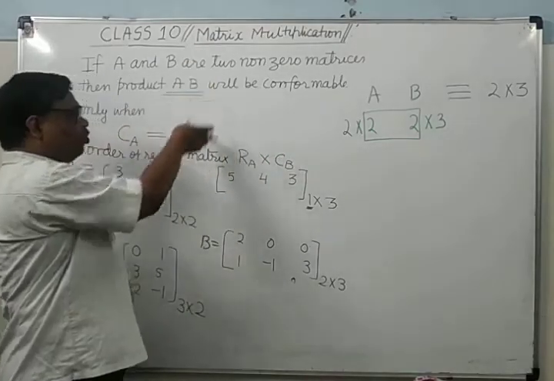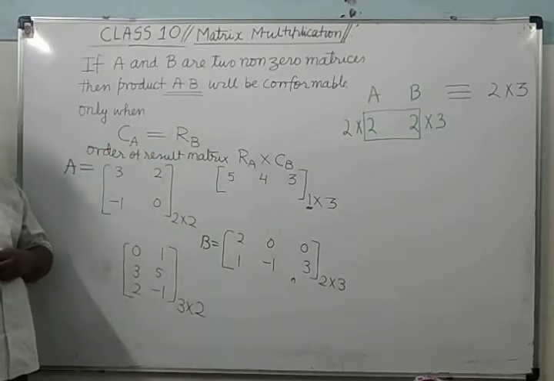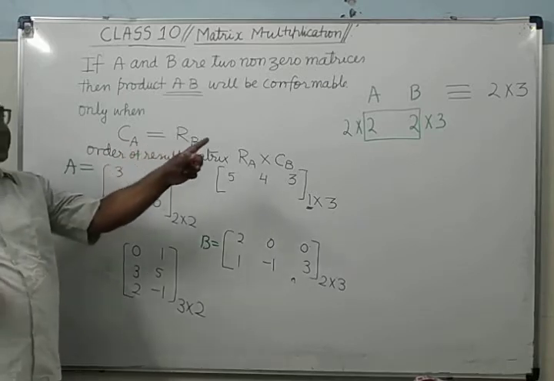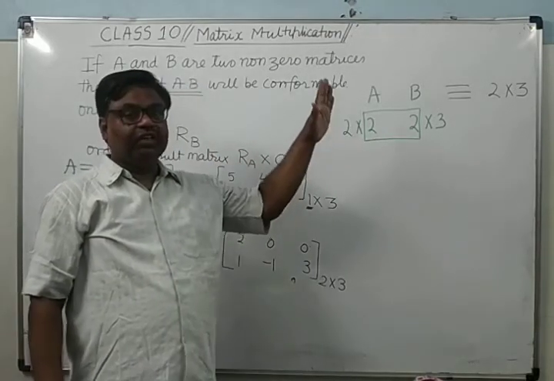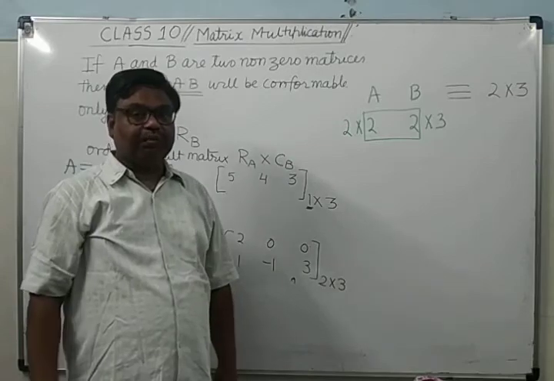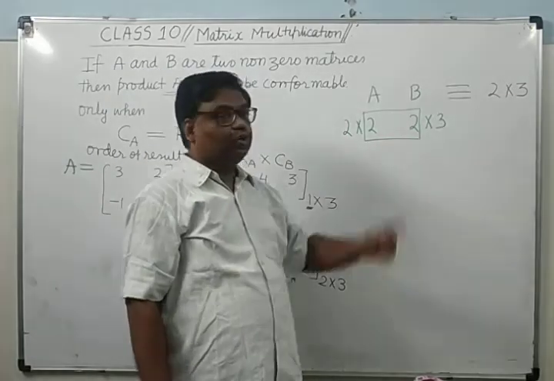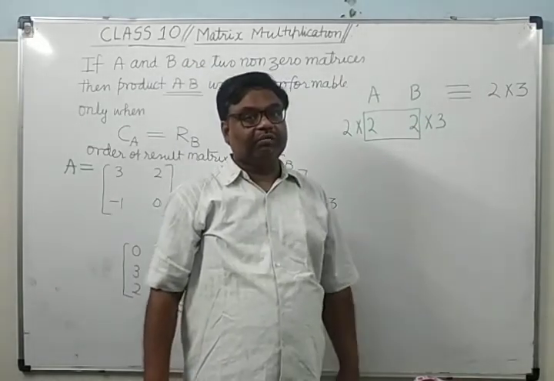But we will not go into this theory. That method is very simple. Is it clear? First you write down the order of both the matrices. And then you see whether these two numbers are the same or not. If they are the same, then the product will be possible. And then what will be the order of the result matrix? It will be 2 cross 3, means there will be 2 rows and 3 columns.